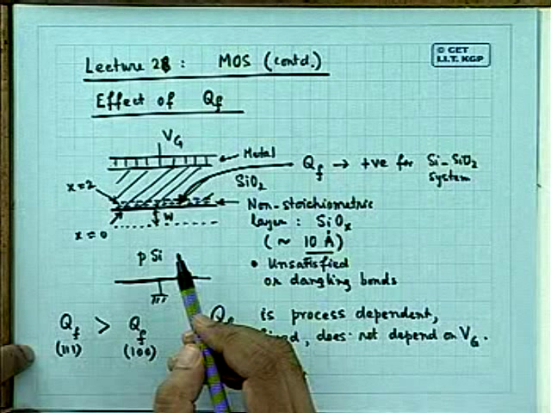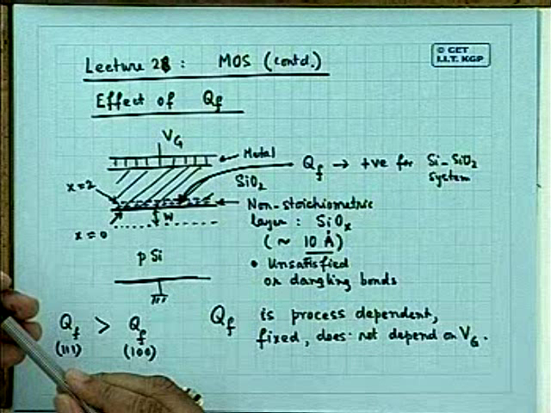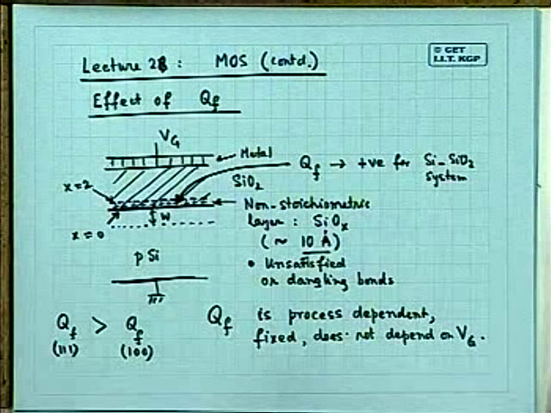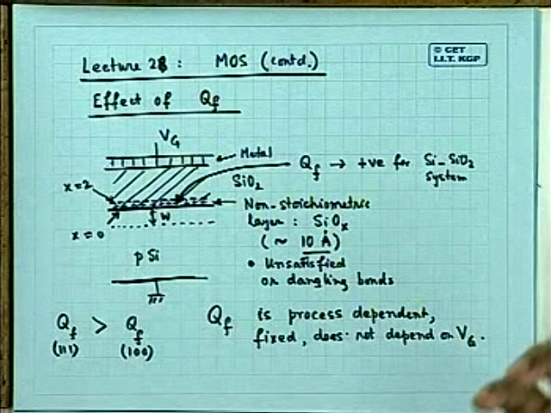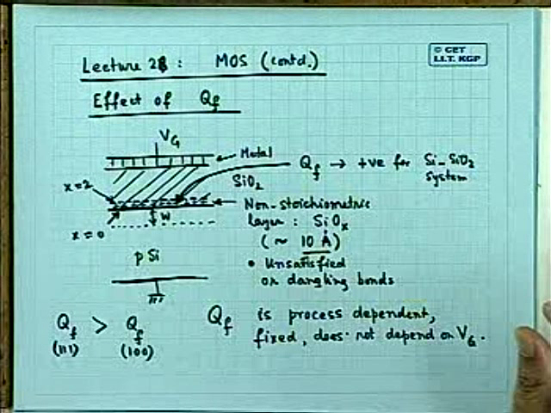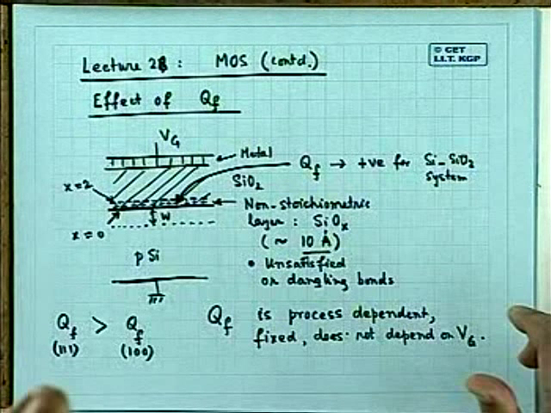And the positive charge sometimes is so strong that even an inversion layer is created. And that happens quite often. Because of the undesirable positive charge, which is a result of production, fabrication, a process dependent quantity, the surface sometimes remains inverted, even with 0 gate voltage.